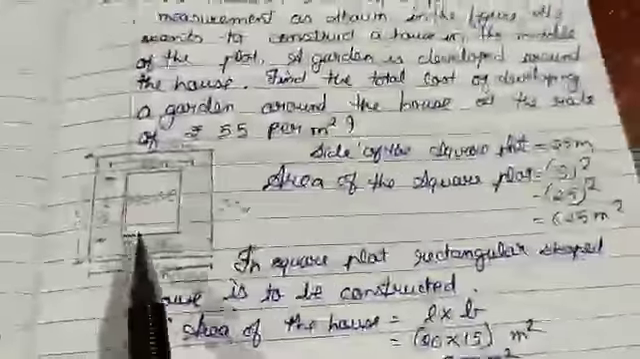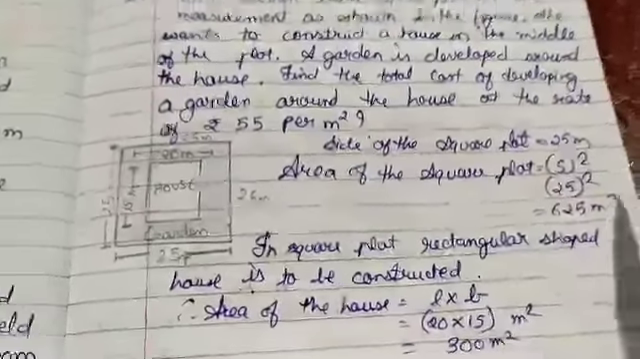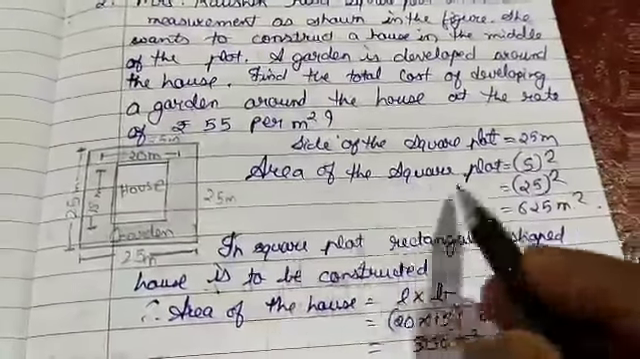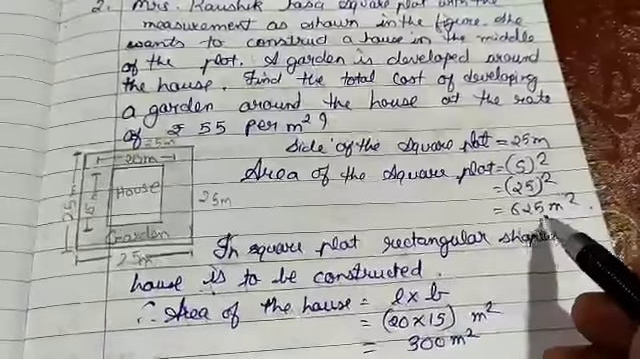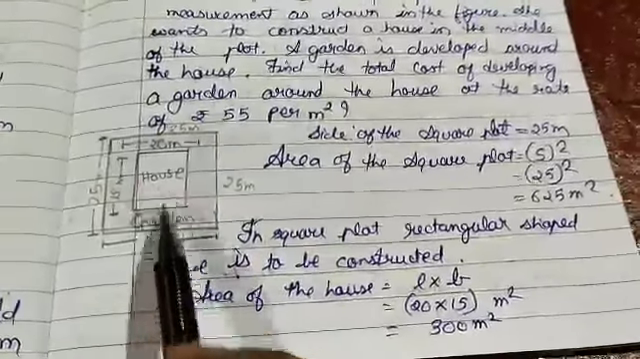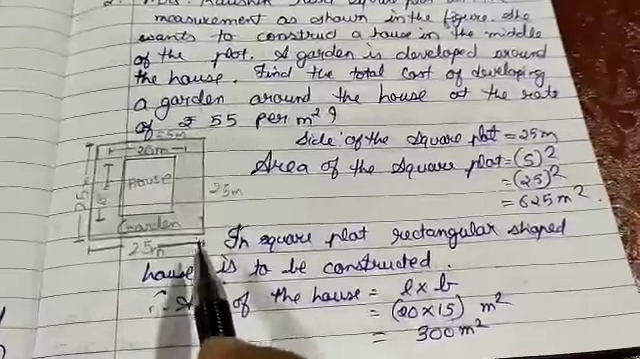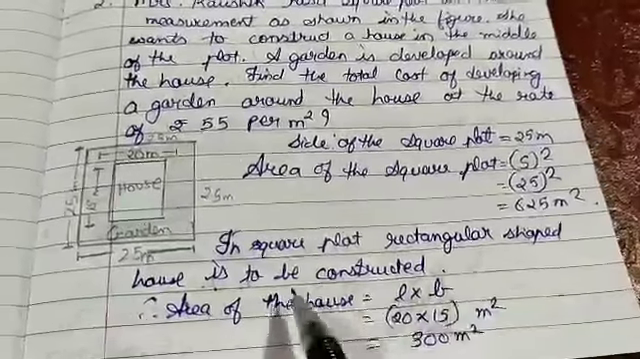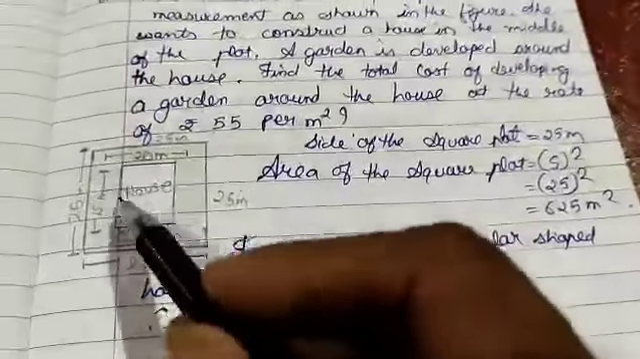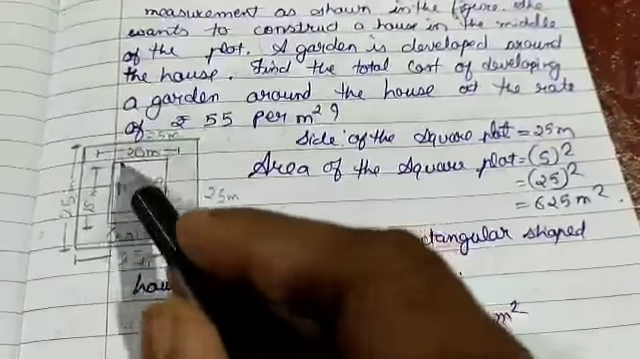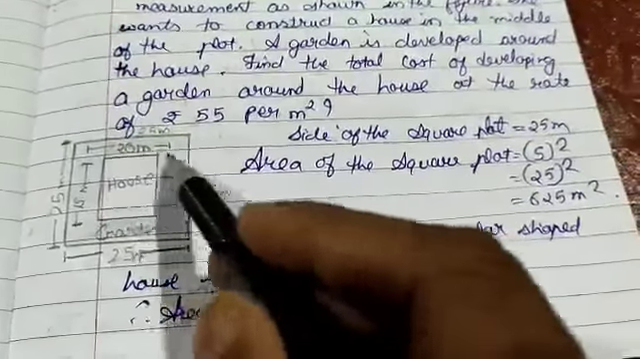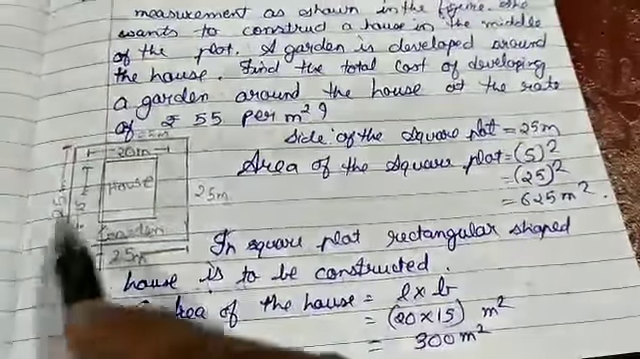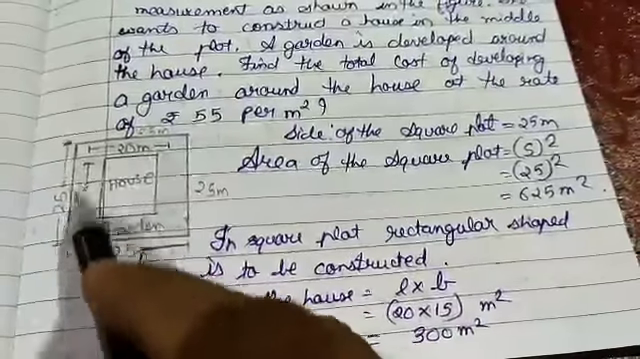Now first let us find the area of the whole square plot. The side of the square plot is 25 meter, so the area is side squared, that is 25 into 25, which is 625 meter square. Then we have to find the area of the plot where she wants to construct a house. Inside the square plot it is a rectangular shape because its length is given. See here, the length is 20 and the breadth is 15.